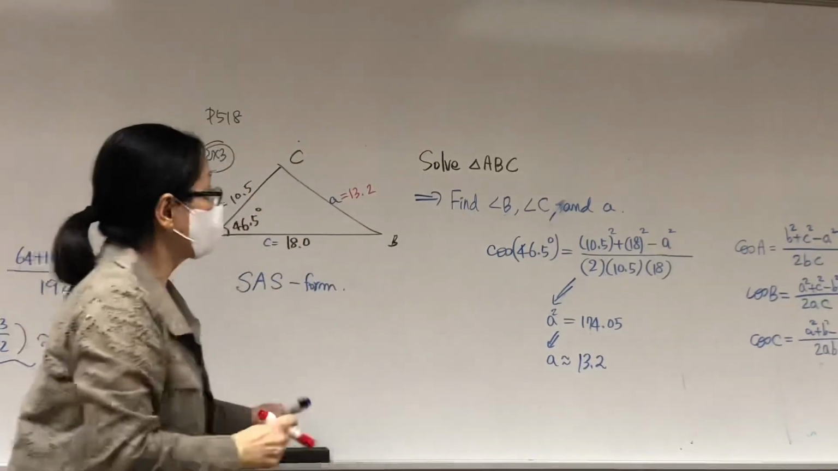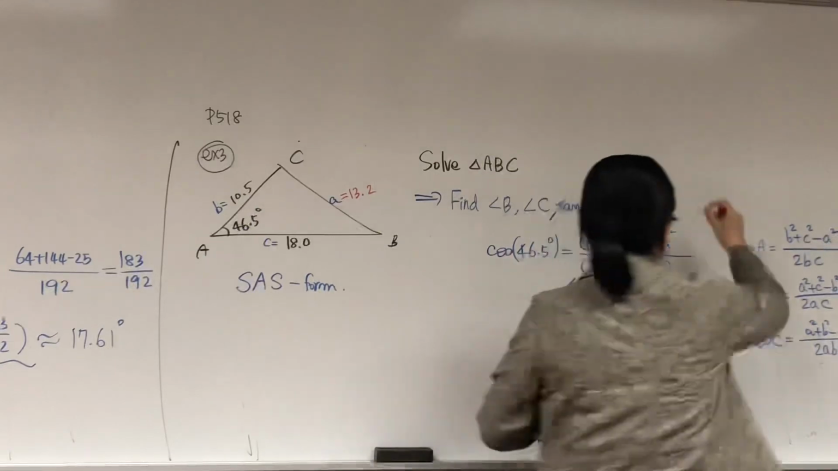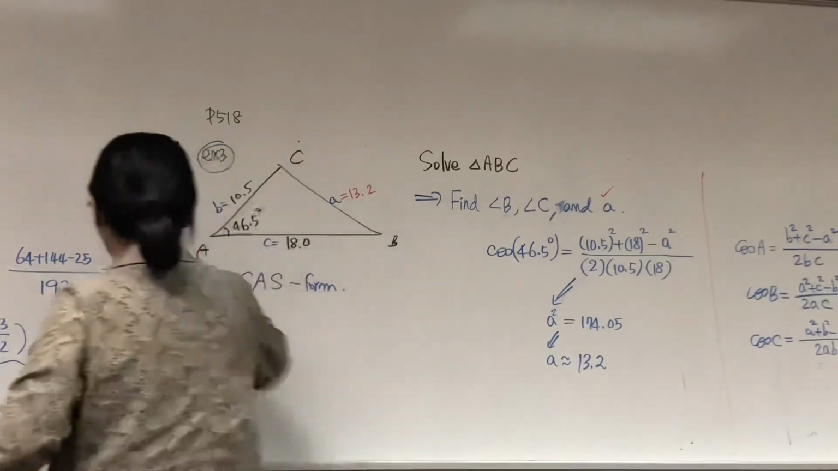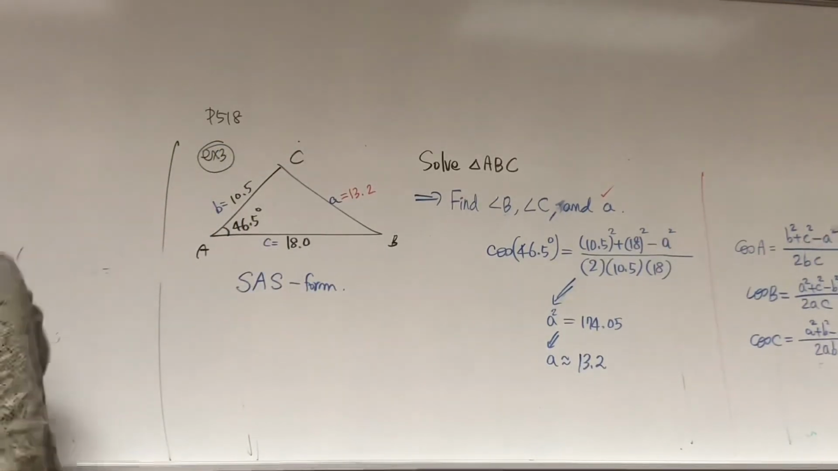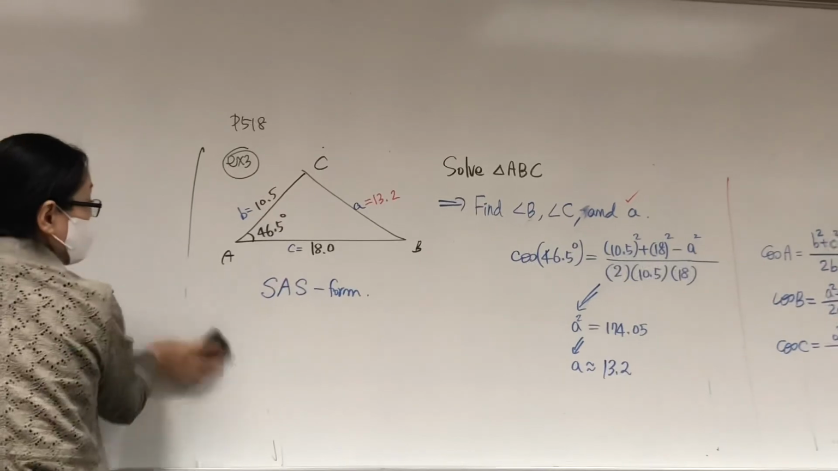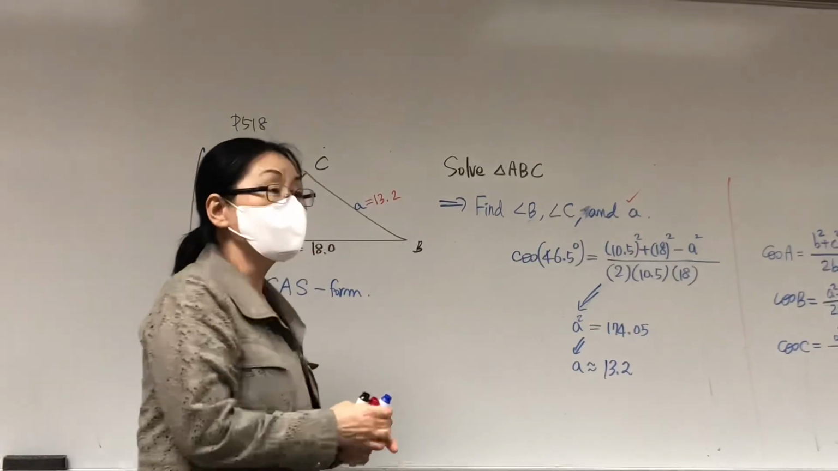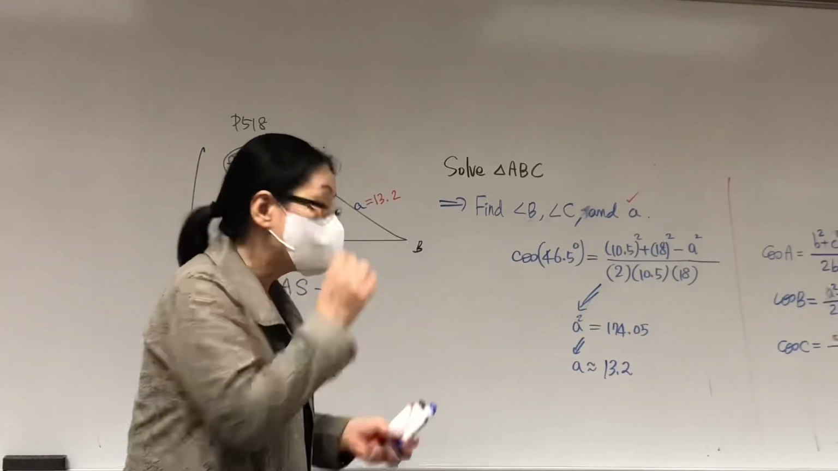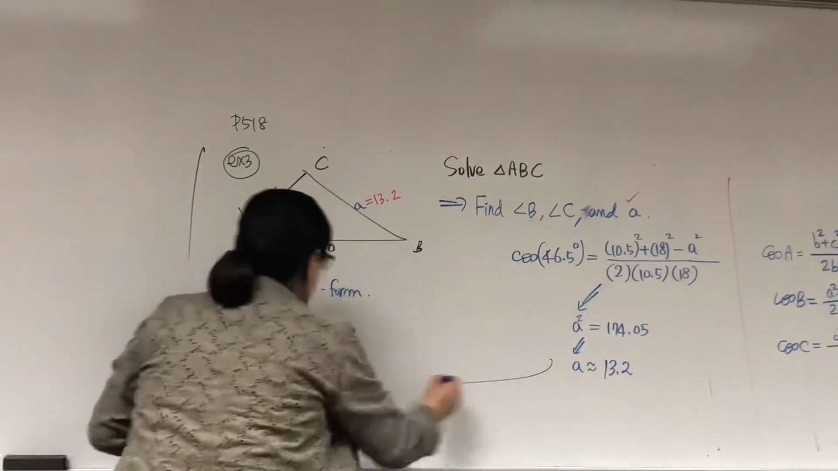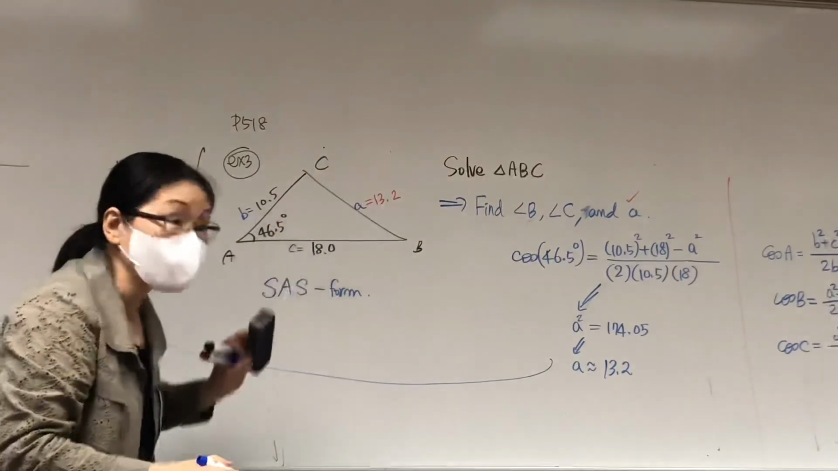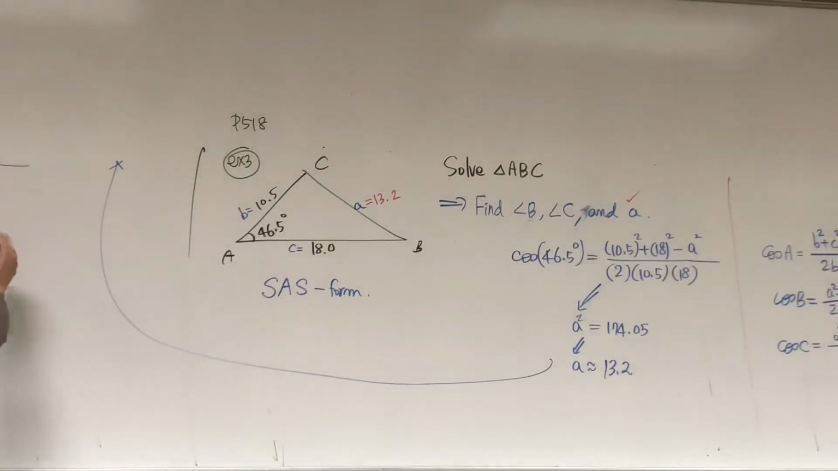What do you want to do next? I got A, so this one I solved. Now finding B. How to? It becomes side-angle-side again. So after this, what do you want to do? Cosine B equals. Cosine B is what? B here, and then these two, right? Yes.